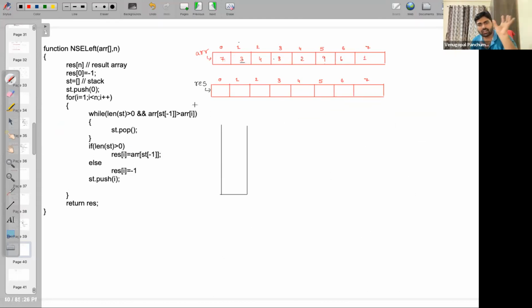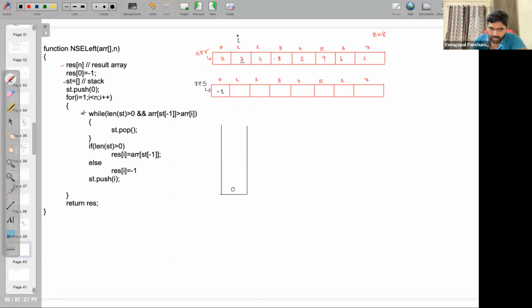Okay. See the concept, friends. See the initial setup. What is the initial setup? Declare a result array. Okay, I have declared it, with size n equal to 8. Next, result of 0 is equal to -1, because nothing is present on the left. I have created an empty stack. Then let me push the first index, so this is completed. Now let me start from the second element onwards.